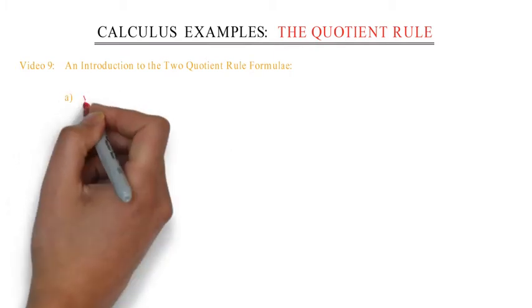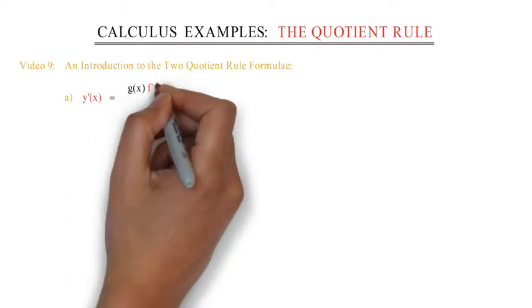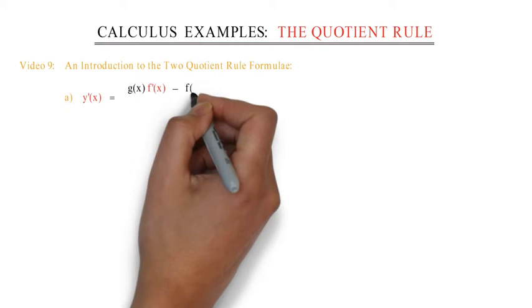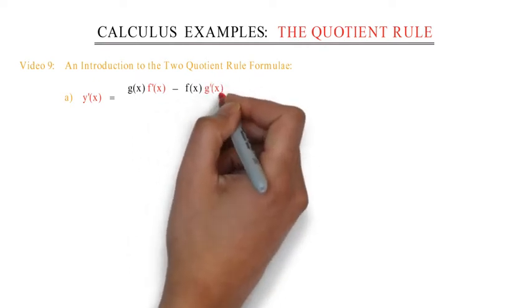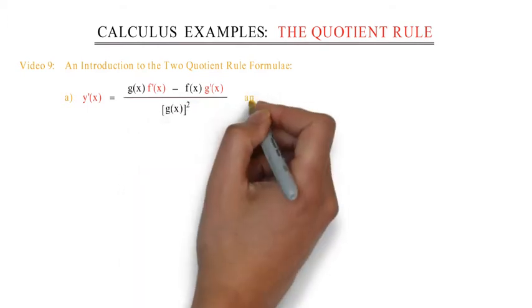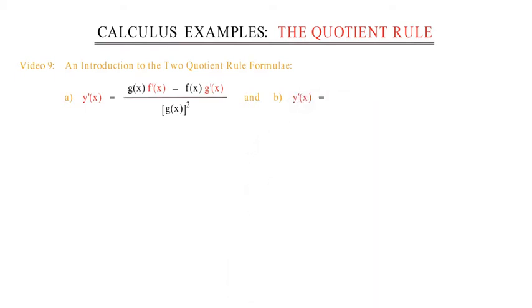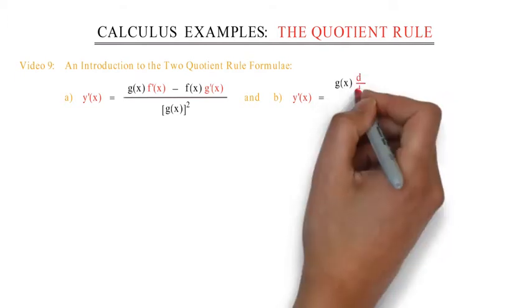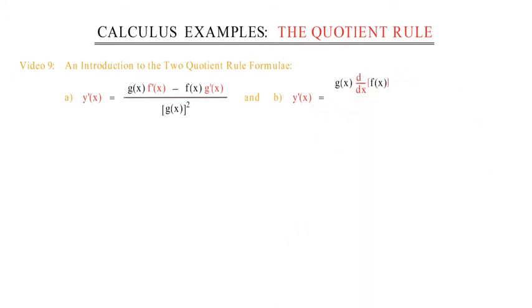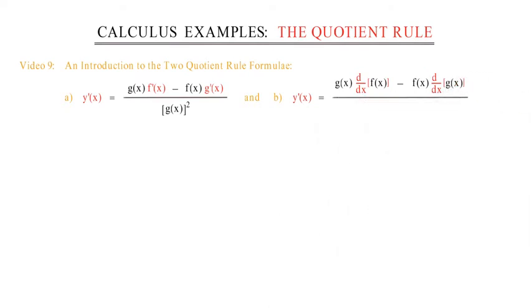A. y dash x equals g of x times f dash x minus f of x times g dash x, divided by g of x all squared, and B. y dash x equals g of x times d dx of f of x minus f of x times d dx of g of x, divided by g of x all squared.